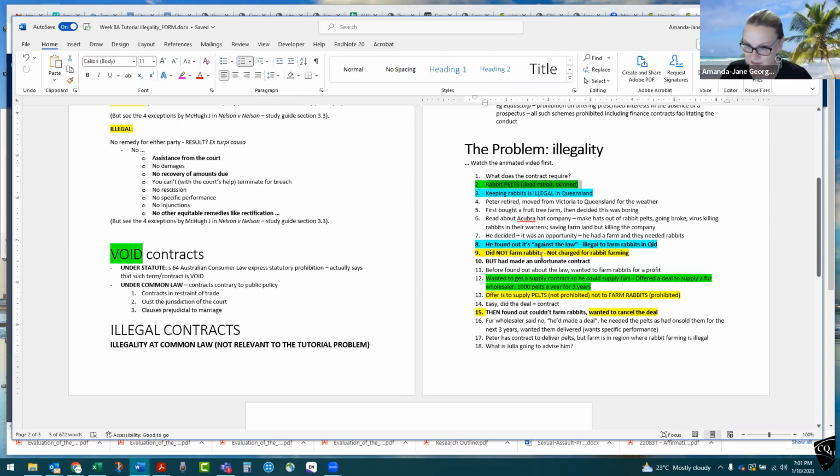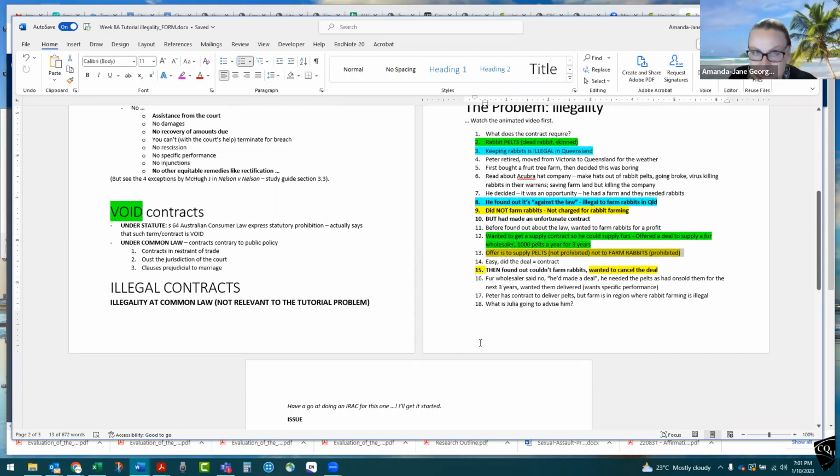He didn't farm the rabbits and he wasn't charged for rabbit farming, but he made this contract, a supply contract, and he offered to sell someone 1,000 pelts a year for 3 years. The offer is to supply pelts, which are not prohibited, not to farm rabbits, which is prohibited. So he did the contract, then found out about the illegality issue, realised he couldn't farm the rabbits, wants to back out. The fur wholesaler says no, he's made a deal. He needs the pelts because he's already on-sold them.